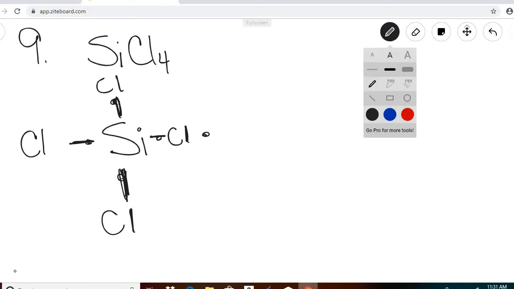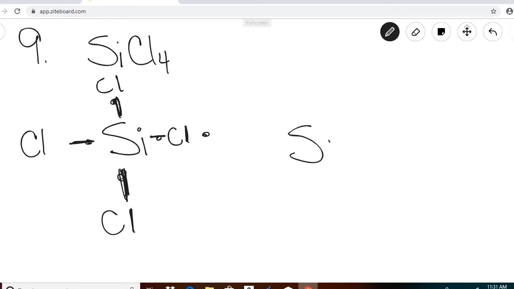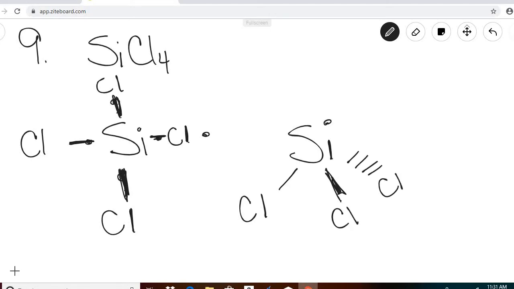If we drew the shape, we'd have the silicon. It's tetrahedral because the silicon has 4 pairs of electrons, and none of them are unbound. All 4 of them are bound. So it would be this, and this, and then the one up at the top. Okay, so this is tetrahedral.